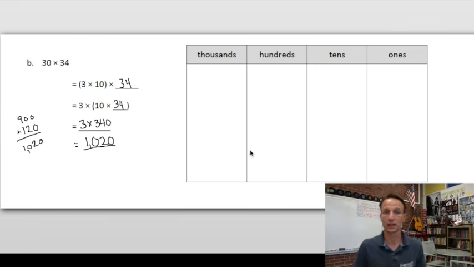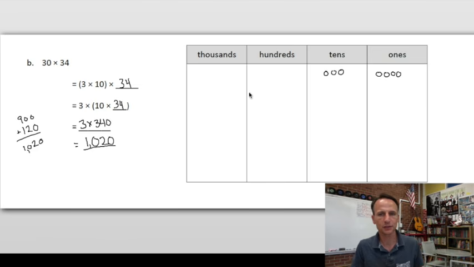All right, so this is my modified version of doing this so you understand really well what we're doing. I started off with 34, and I'm going to multiply that by 30. So let me draw out 34: 1, 2, 3 tens, and 1, 2, 3, 4 ones.